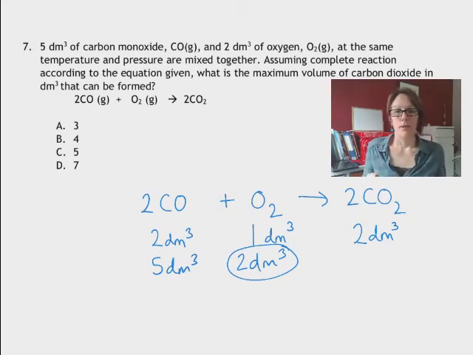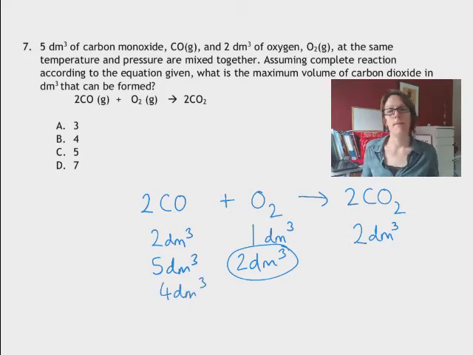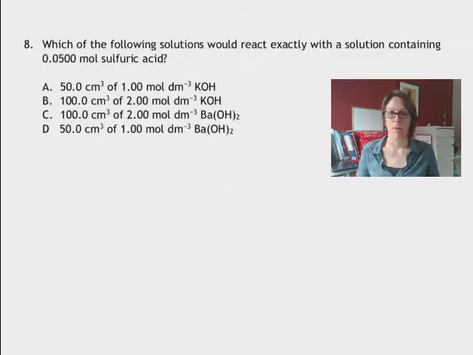So for 2 decimetre cubed of oxygen, only 4 decimetre cubed of CO is going to react because that's the ratio. I can't use my whole 5 decimetre cubed. So only 4 decimetre cubed of carbon monoxide can react with 2 decimetre cubed. The carbon monoxide is in excess. That means the maximum CO2 I can make is also 4 decimetre cubed. That's the maximum I can get from 2 decimetre cubed of oxygen, which is the limiting reagent. So my answer is going to be B, 4 decimetre cubed. Very easy to jump to conclusions with that one.